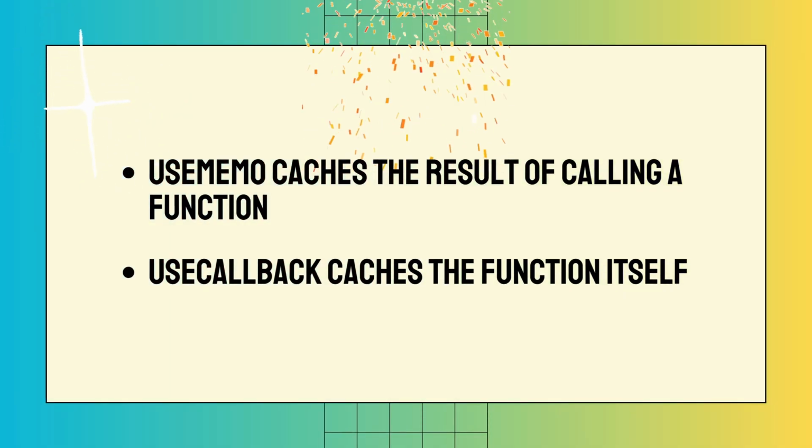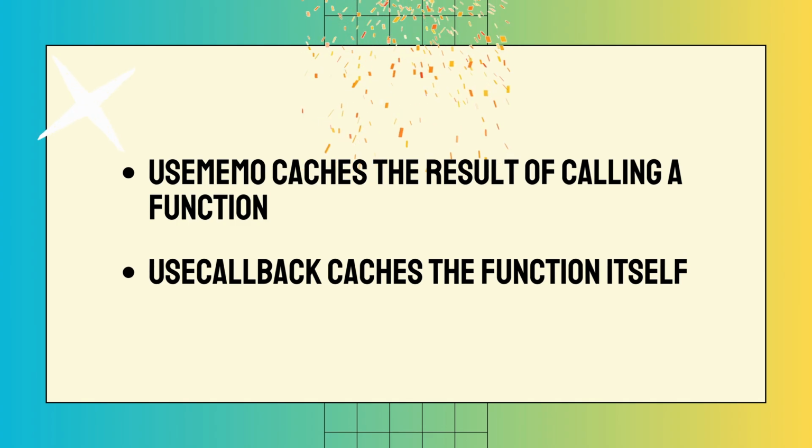If you are prop drilling a function from the top to the fifth layer of components, and that function has a lot of operations inside it, on every re-render the same function is getting created and passed down to five child components, and every component is re-rendering. So this is the issue. Now what should you avoid here? Prop drilling, and you should start using useCallback. We'll talk about it more in the video. Now the key difference is simple: useMemo caches the result of a function while useCallback caches the function itself.